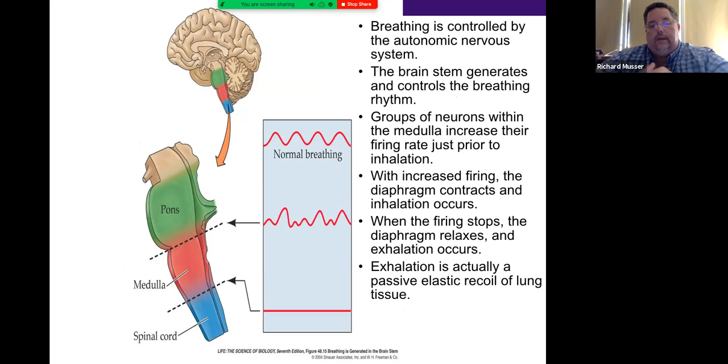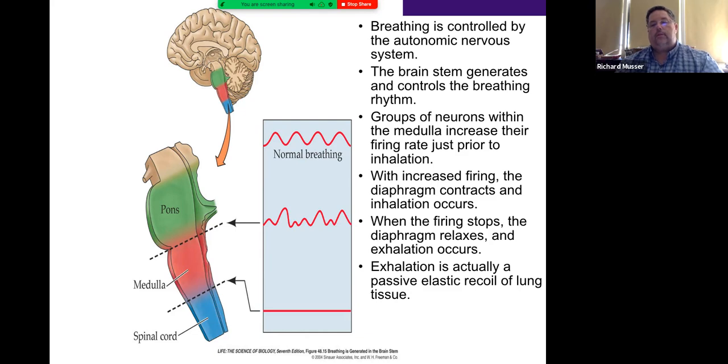Your breathing and how much you breathe is related to how much carbon dioxide is in your blood. It's actually being monitored by your brain and spinal cord, particularly the portion right here. So you can see it's at the bottom of your brain. So breathing is controlled by the autonomic nervous system, so it's not under your direct control for the most part. The brainstem is what's generating the controls of the breathing rhythm.